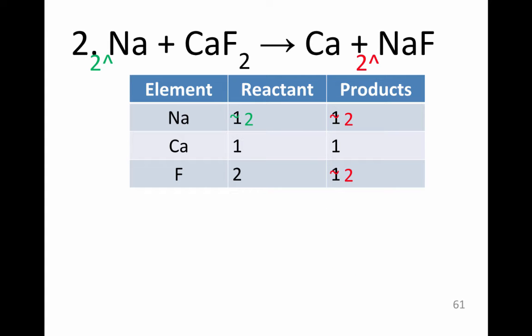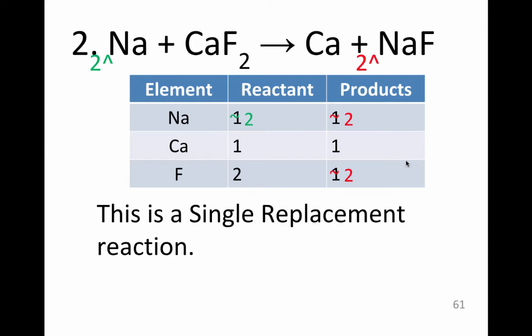But notice that the product also changes. The product of fluorine also changes. So you're going to have a balanced equation with coefficients 2, 1, 1, 2, because the table is completely balanced. This is a single replacement reaction because sodium was alone and calcium was bonded. Now calcium is alone and sodium is bonded.